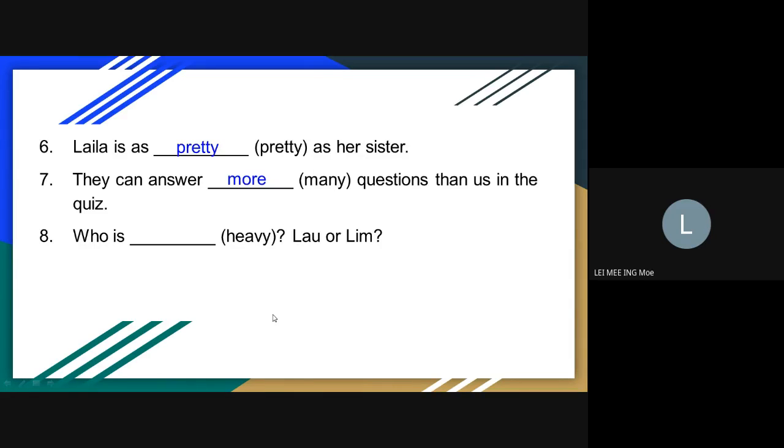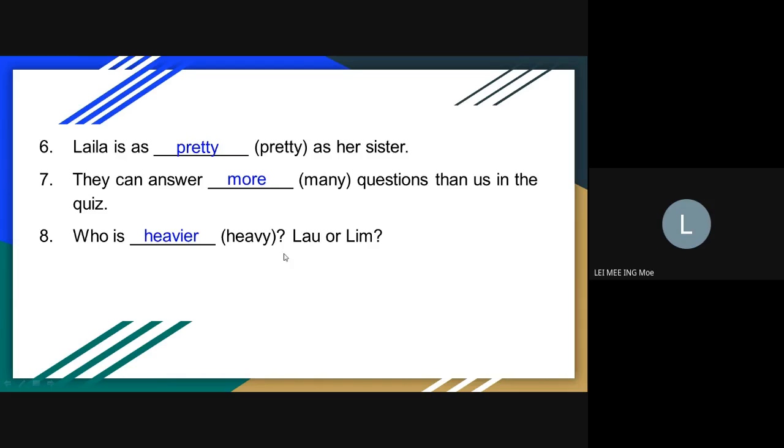Okay, the last question. Who is heavier, Lao or Lim? So your answer for question number 8, the given word is heavy. What is your answer for question number 8? 5 seconds. Alright, the answer is heavier.